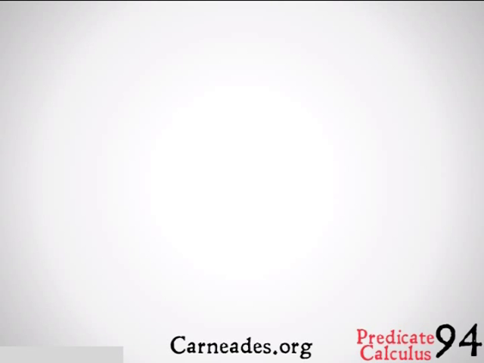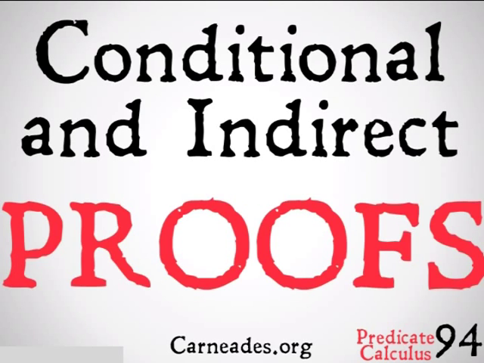Today we are continuing with the final 10 days of logic, looking at predicate calculus. Today we're going to be looking at conditional and indirect proofs. Now, it's actually going to be pretty easy to do these because these are going to be very similar to the conditional and indirect proofs that we saw in normal propositional logic. If you don't know what I'm talking about, check those out in my series earlier in the 100 Days of Logic on conditional and indirect proofs.